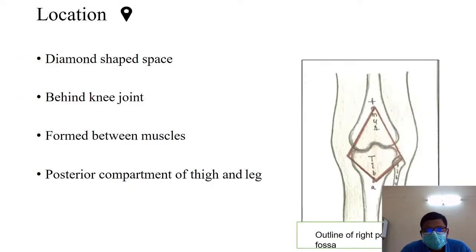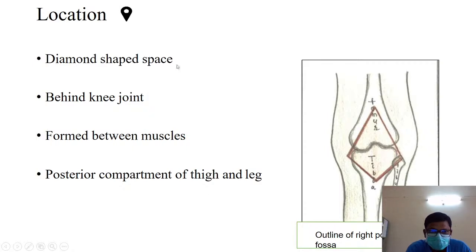Coming to the location of this popliteal fossa, this is what you can see in the picture. This is an outline of the right popliteal fossa. This bone is the femur, and these are the condyles of the femur. You can assume the same popliteal fossa on your right knee joint, that is the posterior surface of the right knee joint. On the posterior surface of the right knee joint, this is the lateral aspect, and this is the medial aspect.